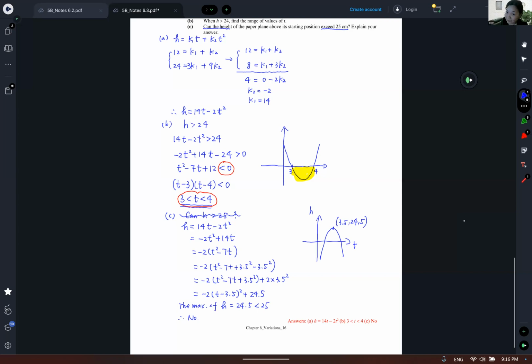This method, I don't know what you call this method. I think you have a name for it. But in general, this is to find the range of h. It's not to solve inequality, it's to find the range of h. When this method is used, we don't know yes or no h is greater than 25. We don't know.